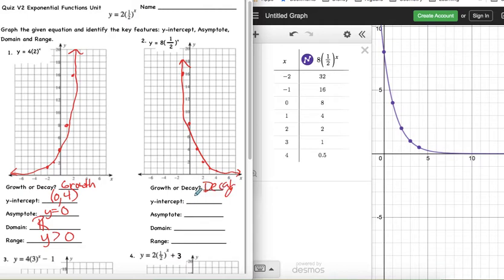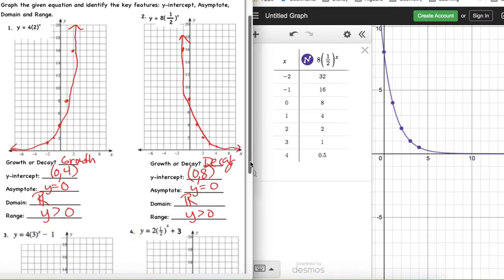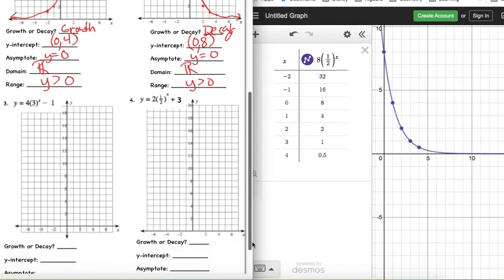The y-intercept is the 0.08. The asymptote, y equals 0. The domain, all real numbers, and the range, y greater than 0. These don't have any x-intercepts, so if it does ask you about x-intercepts, you would say none. Do not put the number 0, put the word none.